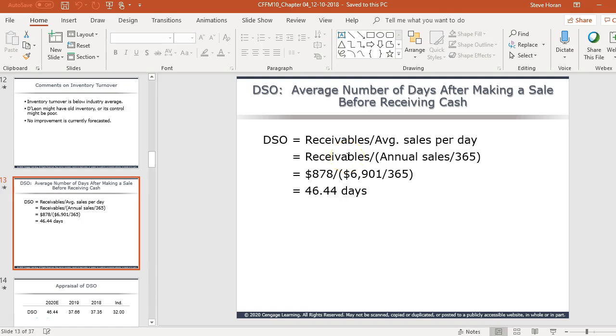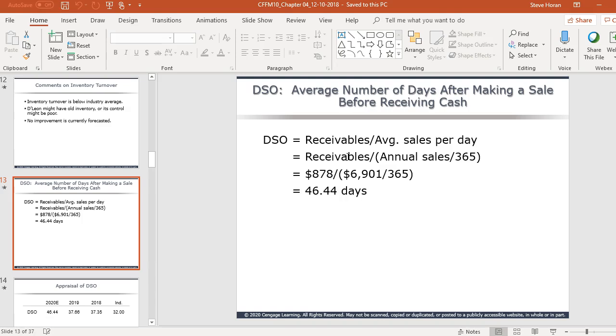DSO is days sales outstanding. Basically, it's the number of days after we make a sale before we receive the cash payment for that sale. So DeLeon is manufacturing goods. They sell those goods to a customer, and the customer buys them on account, like another business. And then on average, the customer pays us in 46.44 days.